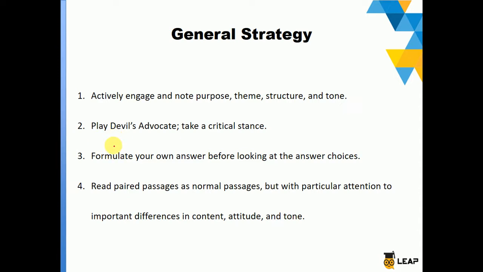Alright? The third point is formulate your own answer before looking at the answer choices. Now this is something that a lot of people forget to do on test day, even though they may have practiced it earlier. But trust me, it is very important that you do it.